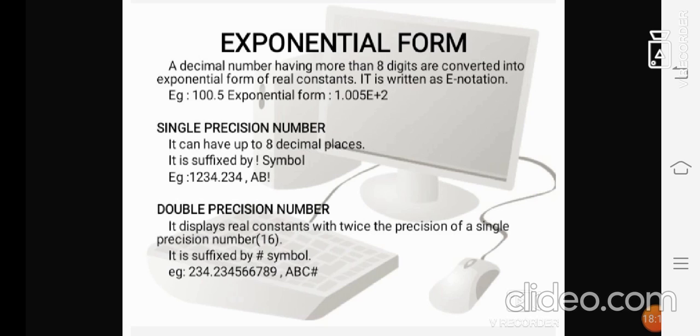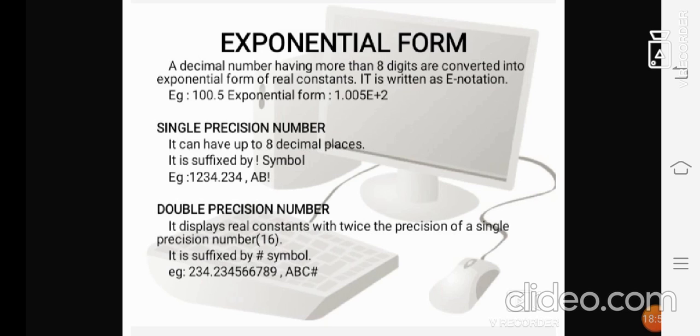What does exponential form mean? A decimal value having more than 8 digits is converted into exponential form of real constants. In computer programming, the exponential form is written in E notation. Examples like 100.5 in exponential form and 1.00. These are the codes that we see in the exponential form.